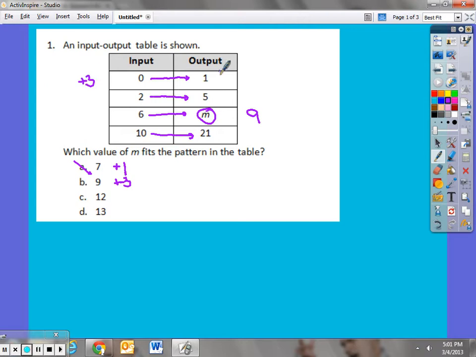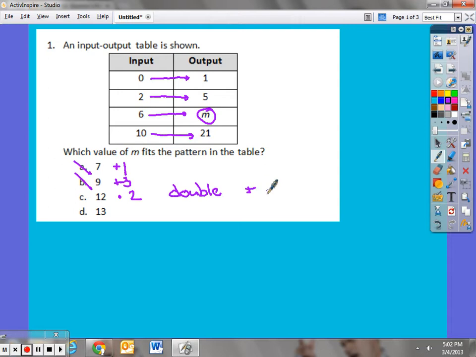Well, 3 plus 0 does not give me 1. 2 plus 3 gives me 5. 10 plus 3 does not give me 21. Remember, it has to work for all of them, so that's not going to be B. Alright, let's go to the next one. I have 12. Now, what could I do to 6 to make it 12? Well, I could multiply by 2, or I could double it, which is the same thing.